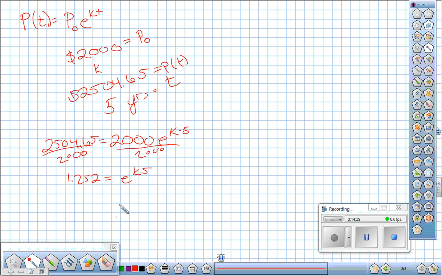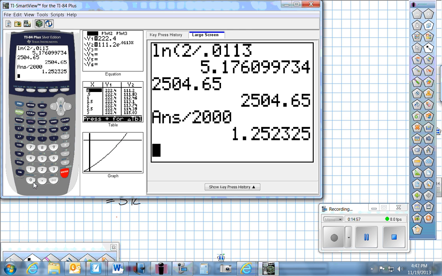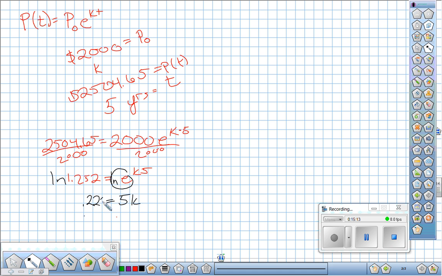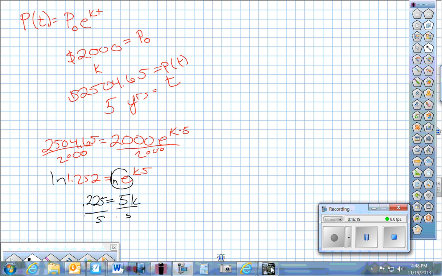How I solve this is I take the natural log of both sides. I'm going to do the natural log of 1.252. When I take the natural log of this side, I will just be left with 5k. The natural log of 1.252, I'm going to use my second answer function. So second, the negative sign here on your calculator says ANS, which is your answer. And I will press enter and it gives me 0.225, and then I'm going to divide that by 5.